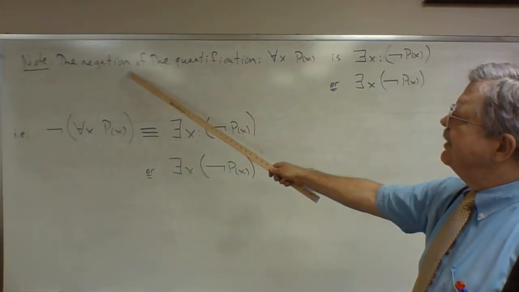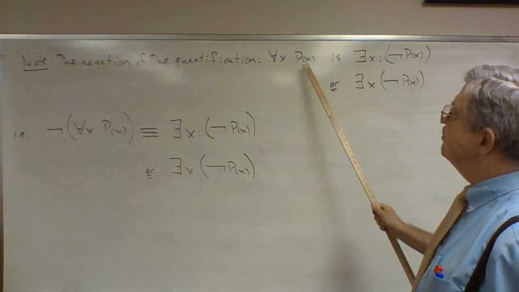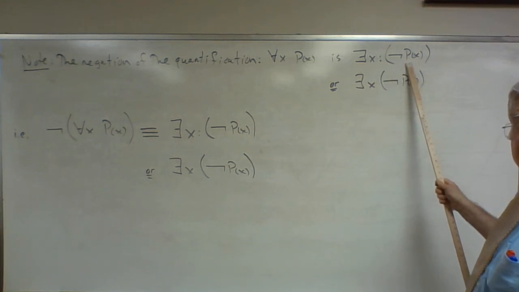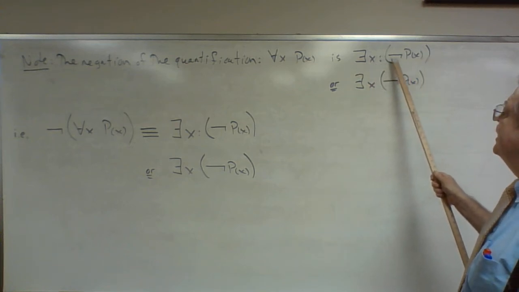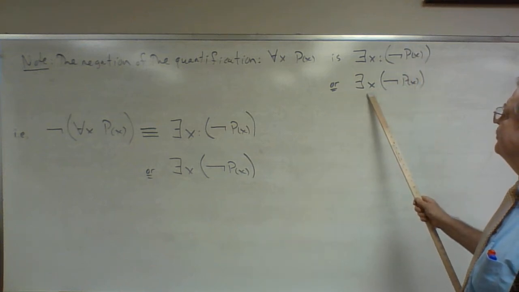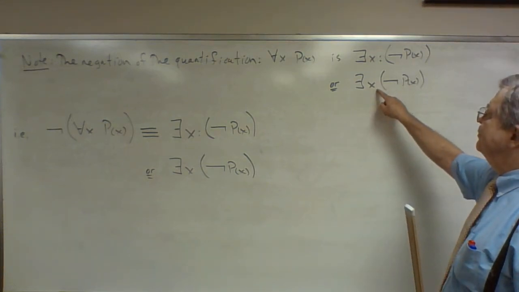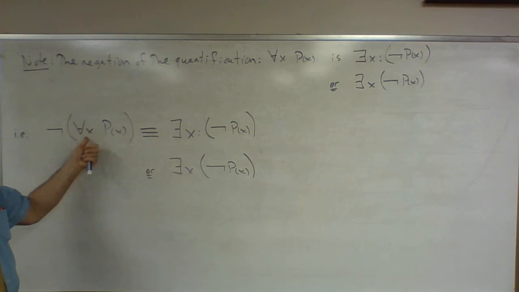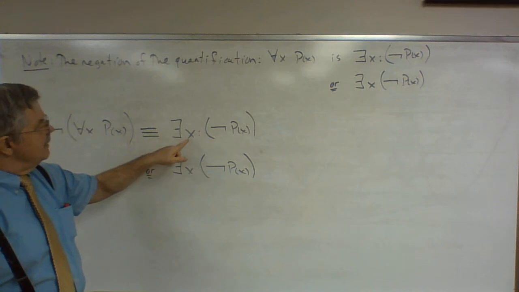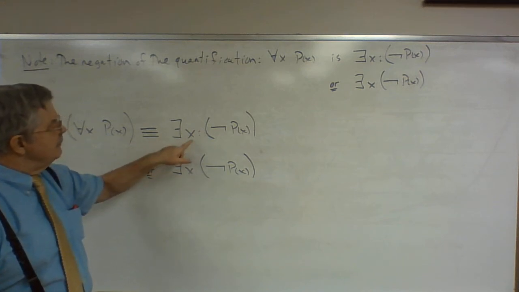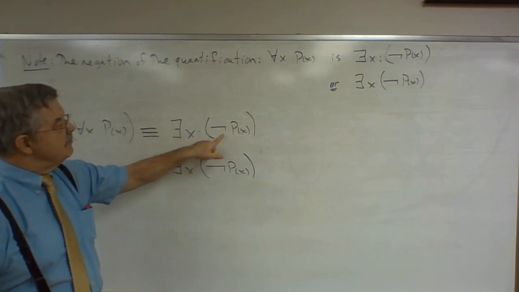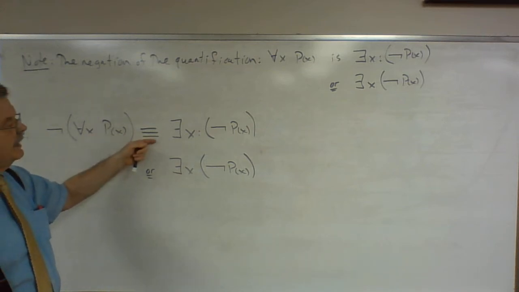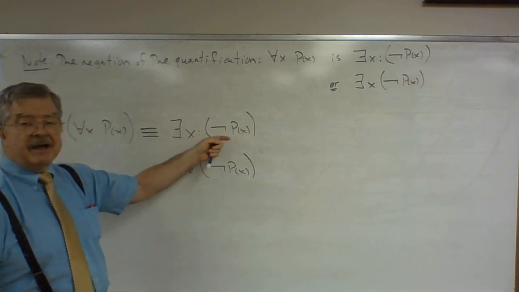What we've just established is that the negation of the quantification for all x, P of x is true, is the quantification there exists an x such that P of x is false, or there exists an x such that it is not true that P of x is true, or there exists an x such that P of x is false, not using any colon here. So the negation of the quantification for all x, P of x is true is logically equivalent to the quantification there exists an x such that P of x is false. The negation of for all x, P of x is true is logically equivalent to there exists an x such that P of x is false.